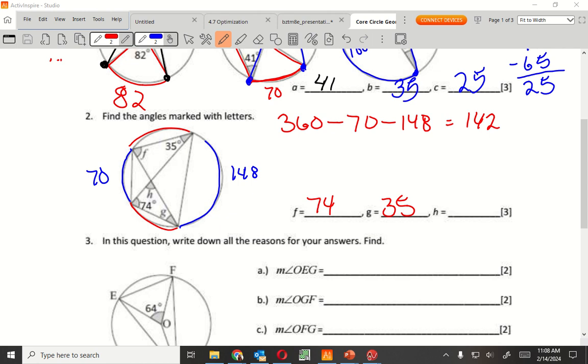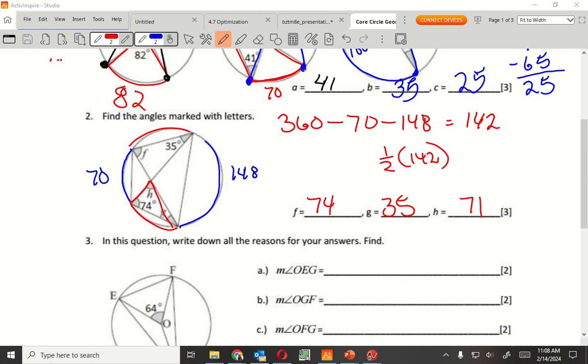Now, looking at the formula, when I add these two together in red, half of that is going to give me this angle right here, H. So it's 1/2 times 142. What is half of 142? I heard it, 71. So H is going to be 71.